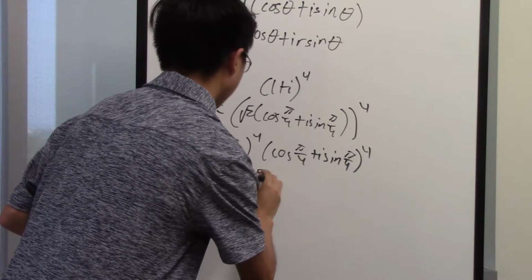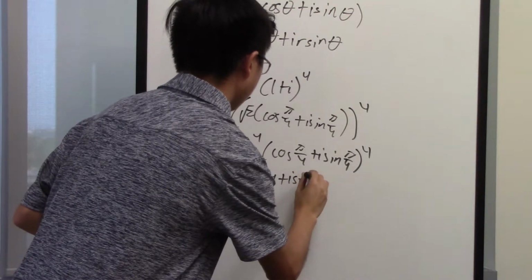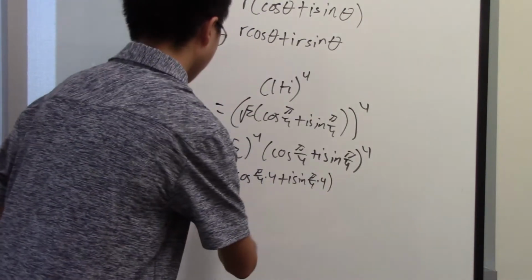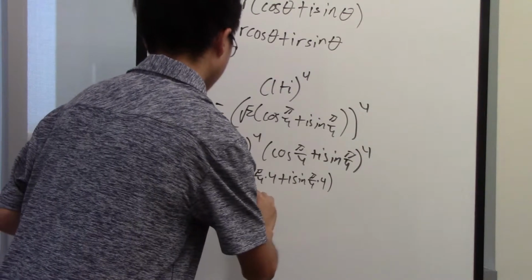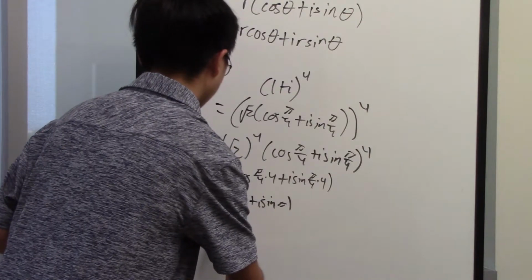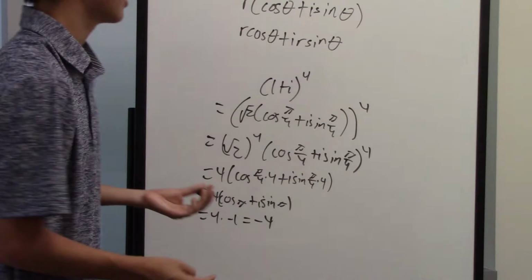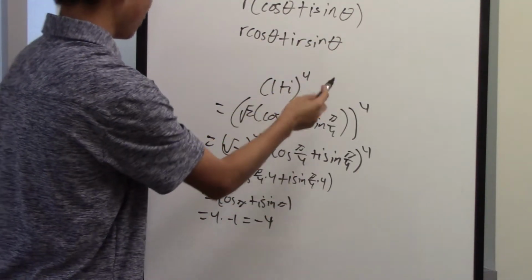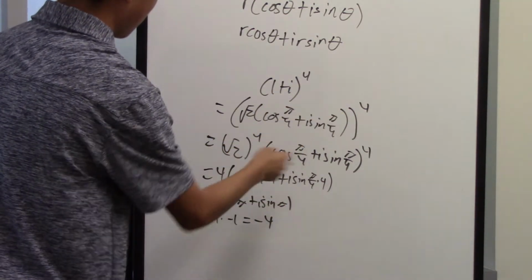So this would be cosine of pi over 4 times 4 plus i sine of pi over 4 times 4. And this would just be equal to 4 cosine of pi plus i sine of pi. This would be equal to 4 times negative 1, which is negative 4. So using DeMoivre's formula, we were able to take this power pretty easily just using these trigonometric functions.